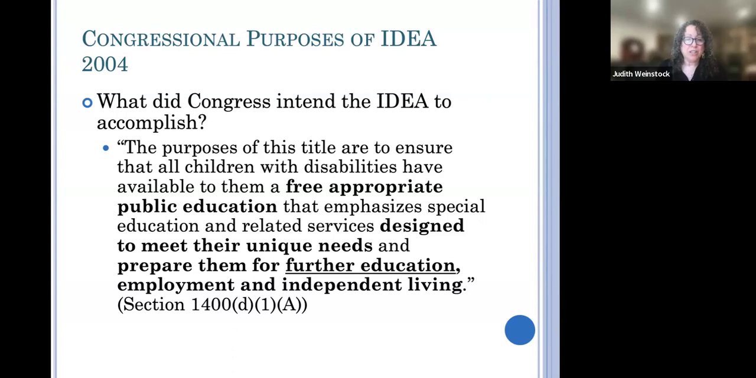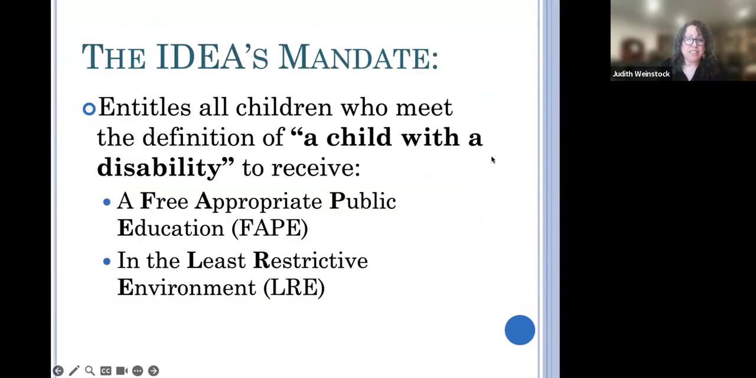We want to emphasize that when they're classified and designated a child with a disability, then we're emphasizing what kind of special education and related services the individual child needs to prepare them to become as independent as they're capable of becoming, for further education, employment, and independent living. So the mandate entitles all who meet the definition of a child with a disability to receive, like I said, a free, appropriate public education, or FAPE. And this is another important characteristic of the statute, that it's in the least restrictive environment, or LRE.